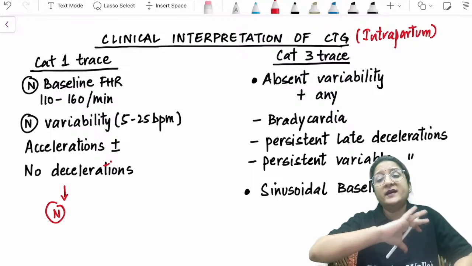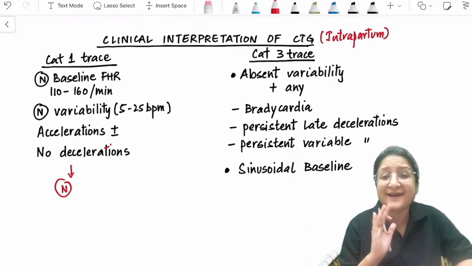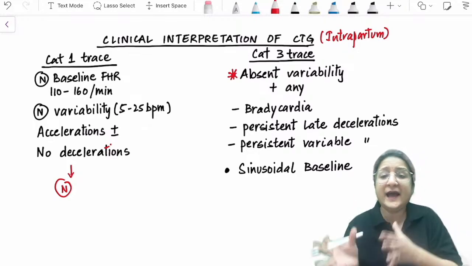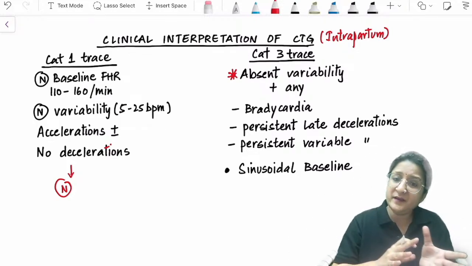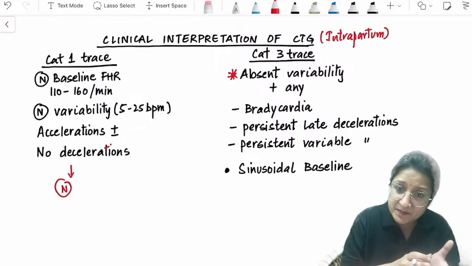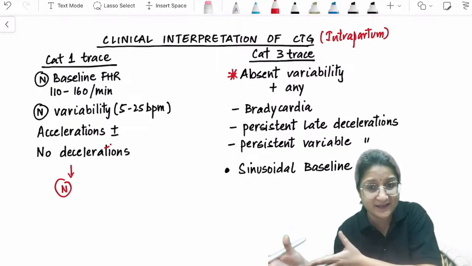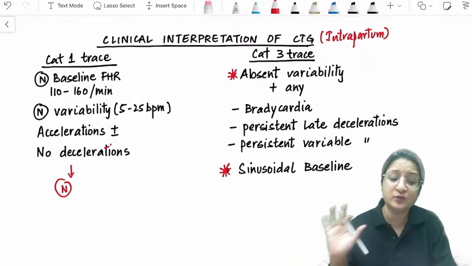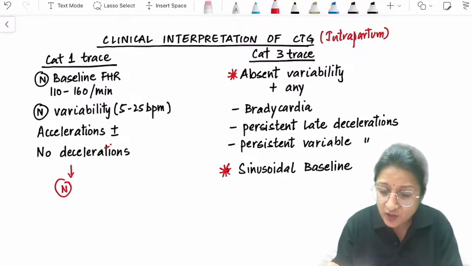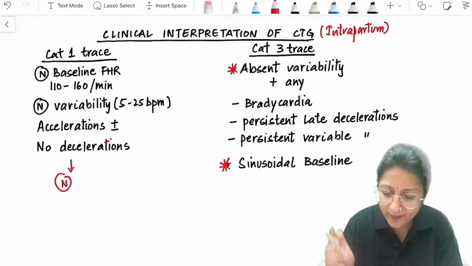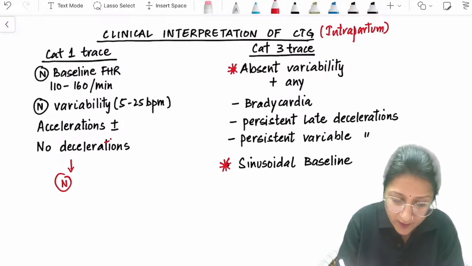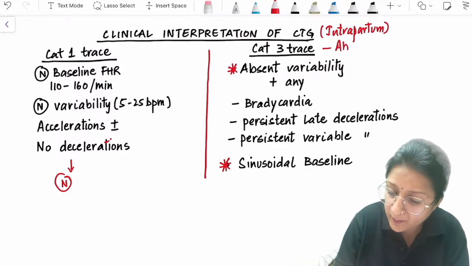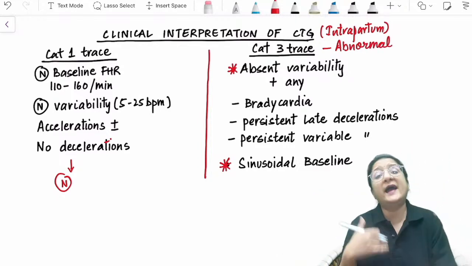Then let's remember what is absolutely abnormal. Absolutely abnormal is category 3 trace. That means there is absent variability along with any of the other things: absent variability plus bradycardia, absent variability plus persistent late decelerations, absent variability plus persistent variable decelerations. Or there is a sinusoidal baseline. These are category 3 traces. They are absolutely abnormal. Whenever you have a category 3 trace, what are we going to do? Because this is absolutely abnormal, we have to expedite delivery.